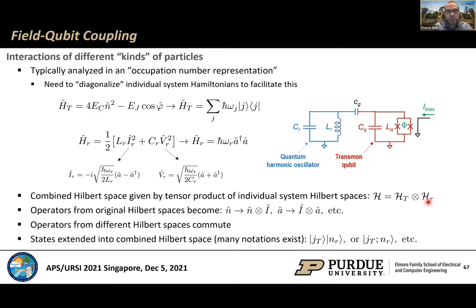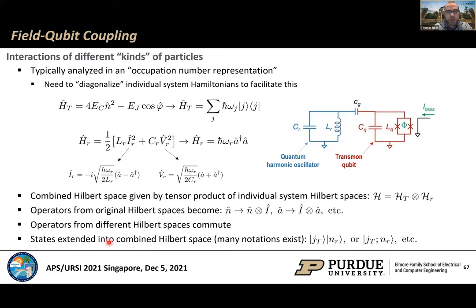The operators that we write in these different Hilbert spaces are just expanded through tensor products. So the N operator in the transmon space, for instance, becomes N tensor product with the identity operator in the resonator Hilbert space. Likewise, the annihilation operator is going to be the identity operator in the transmon space, tensor product with the annihilation operator in the resonator space, and so on and so forth. One important property of these identity operators and how these tensor products work out is that operators from the different Hilbert spaces commute with each other. So it doesn't matter what order we write these J operators with the A operators, they commute because they're operating in different Hilbert spaces.